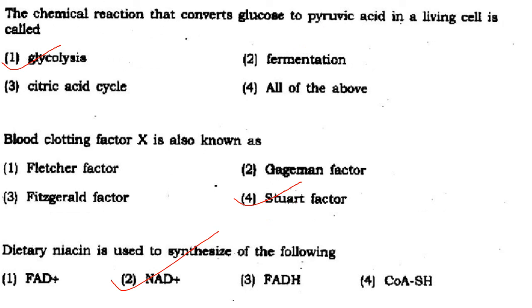Next one. The chemical reaction that converts glucose to pyruvic acid in a living cell is called glycolysis, fermentation, citric acid cycle, all of the above. Answer 1, glycolysis. Blood clotting factor X is also known as Fletcher factor, Gage-Mann factor, Fitzgerald's factor, Stewart factor. Answer is Stewart factor. Dietary niacin is used to synthesize which of the following: FAD+, NAD+, FADH, CoSH. Answer is NAD+.